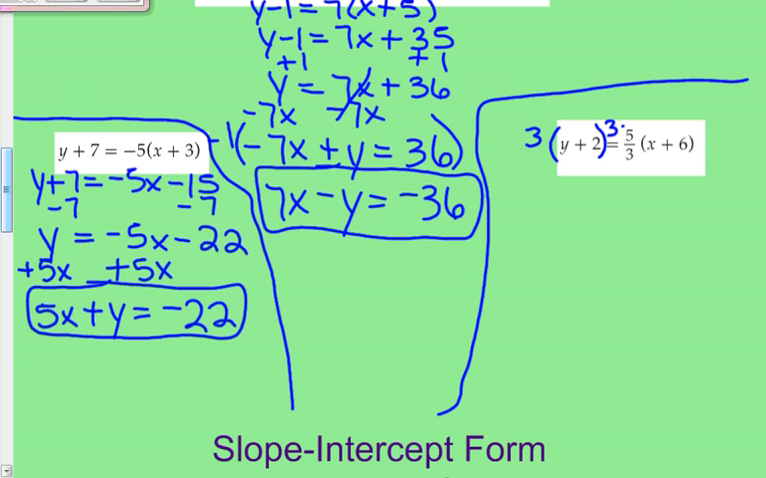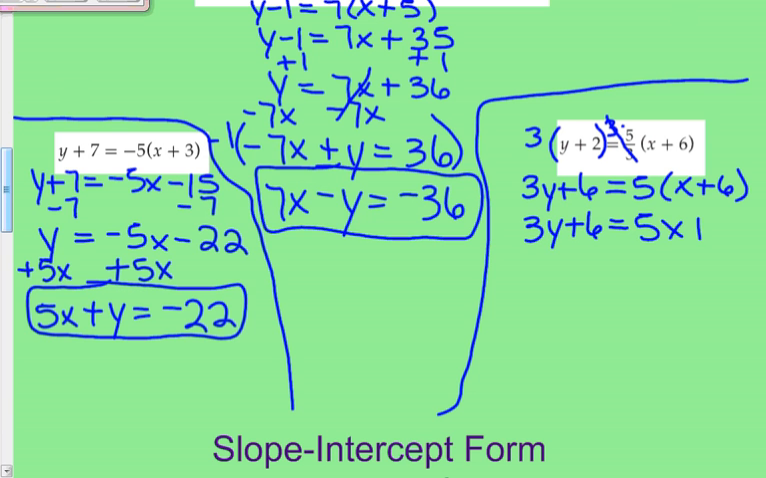Now everything on the left has to be multiplied with that 3. But on the right, since x plus 6 is in parentheses, it's protected. I don't have to multiply that with 3. So I'll just cancel it out here. That leaves 5 times x plus 6. But on this side, it'll become 3y plus 6. Now I'll get rid of my parentheses on this side. So I have 3y plus 6 over here equaling 5x plus 30 over here.